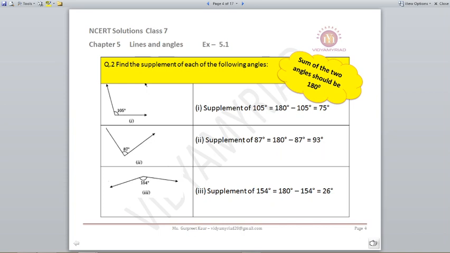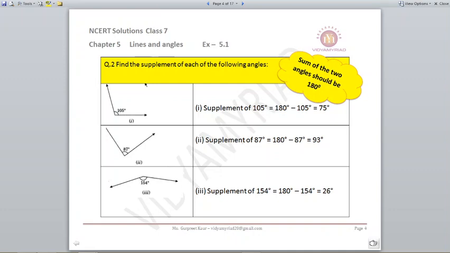Like we have done complementary angles, same way we will find out supplementary angles. Now what are supplementary angles? The sum of the angles should be 180 degrees. Again, one of the angles is given to us. We will subtract it from 180 degrees to find out the other angle.